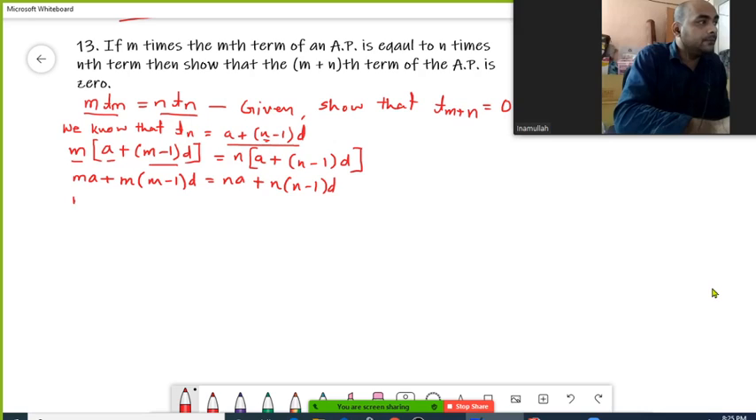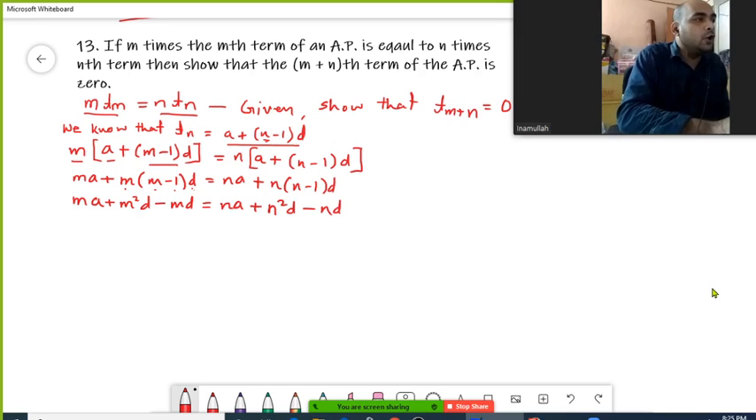Now ma plus m into (m minus 1) d. So when we multiply them, it will become m square d minus m into 1 into d, that is md. Same way on the other side, na plus n square d minus nd.